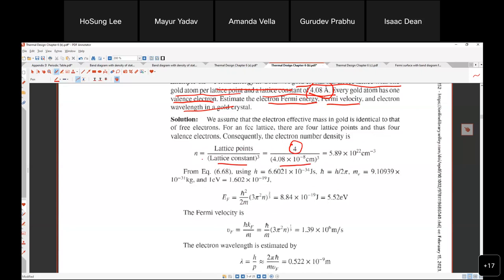So we can calculate the density. All we need is the number of atoms, where each atom provides one electron. So this number per cubic centimeter must be the electron concentration.